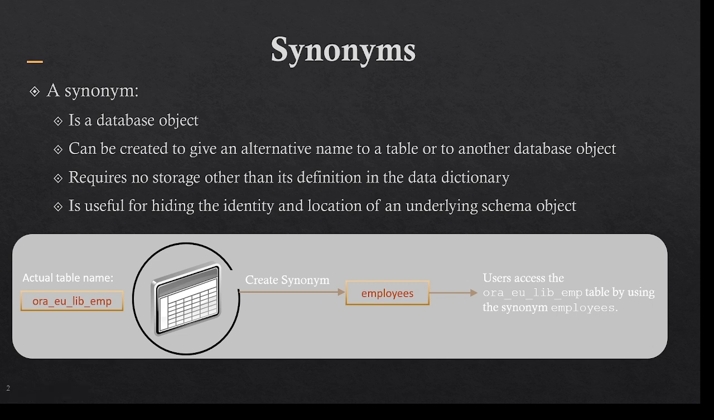So synonyms are database objects that enable you to call a table by another name. You can create synonyms to give an alternative name to a table or to another database object. For example, you can create a synonym for a table, view, sequence, or PL/SQL program unit. It may be a user-defined object type or any other synonym. Since the synonym is simply an alias, it requires no storage other than its definition in the data dictionary.